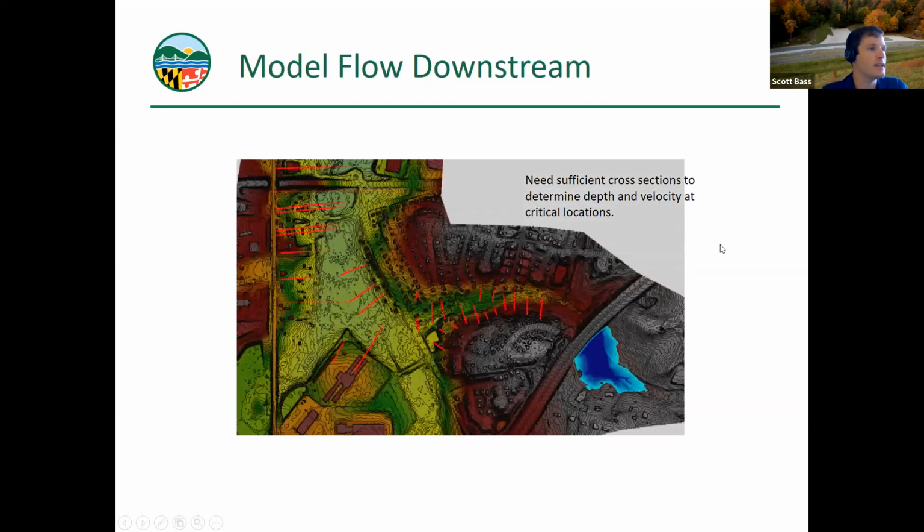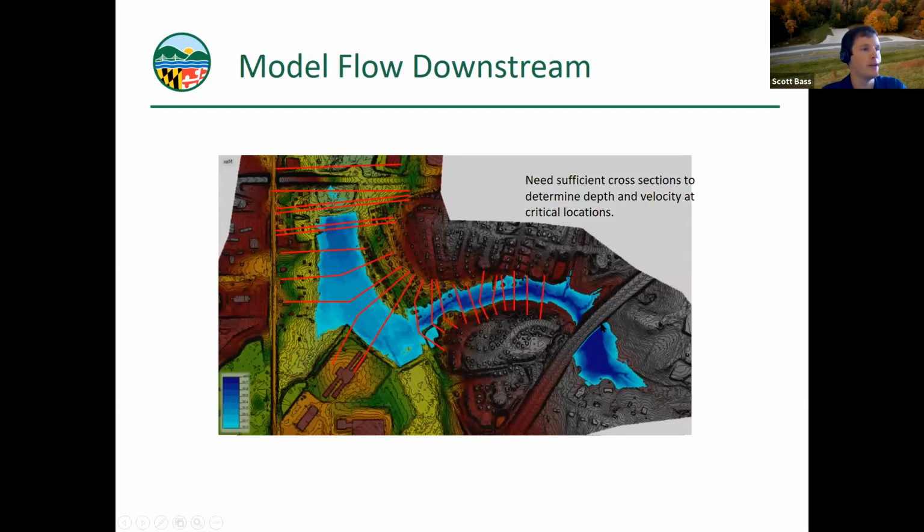What we would like to see is sufficient cross sections to be able to model, or a 2D analysis to be able to determine the depth and velocity of flow at all these critical locations. Only then can we be confident that we've assessed the hazard due to dam breach at this dam.